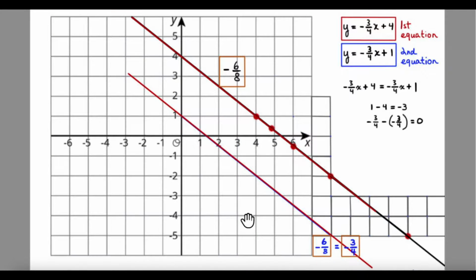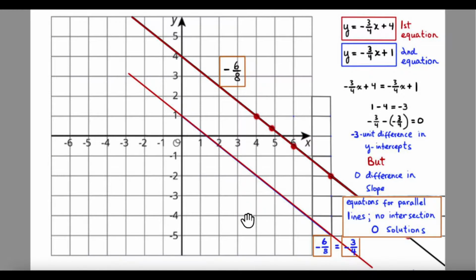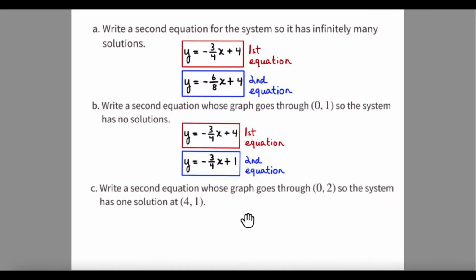This is part B. The answer is different y-intercepts, but the same slope. That'll give you a parallel line, and there's no solution to that system of equations.